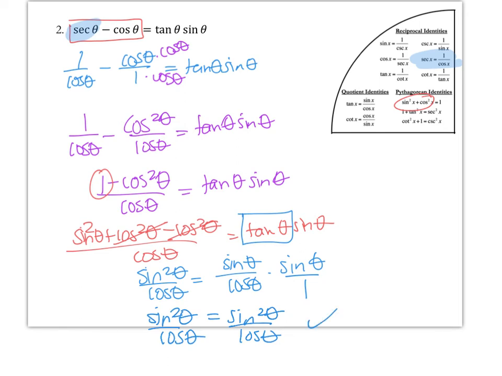So again, the whole idea with what we're working on today is getting common denominators. So if there isn't a fraction, you can usually use one of your reciprocal identities to get a fraction. And then once you have those fractions, you can use them to get a common denominator, and then you can squish them together to try to get it condensed down to match the other side.